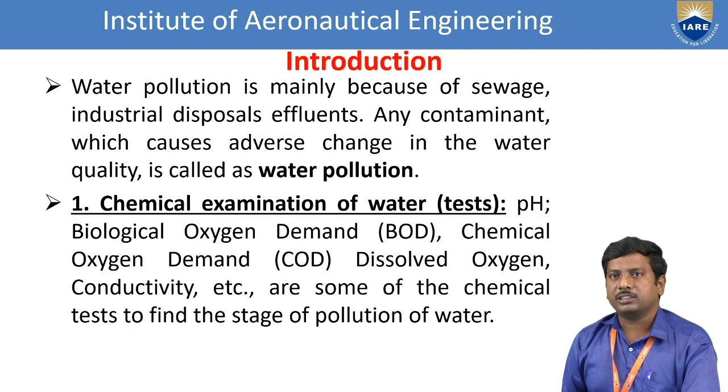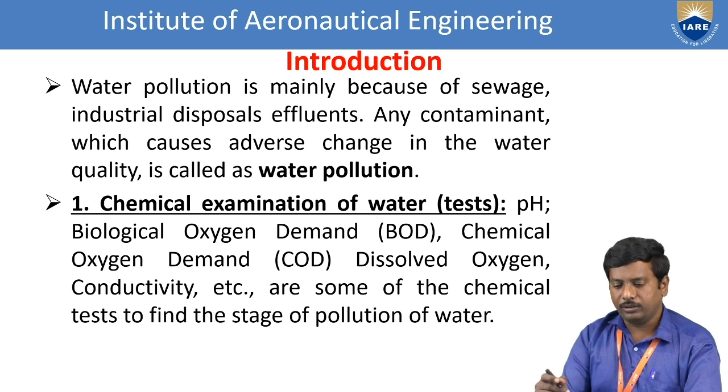So now we see the introduction to water pollution. Water pollution is mainly because of sewage and industrial disposable effluents. Any contaminant which causes an adverse change in the water quality is called water pollution. So first of all, we see the chemical examination of the water test, because the pH measurement of the water, biological oxygen demand BOD, chemical oxygen demand COD, dissolved oxygen, and conductivity are some of the chemical tests to find the stage of pollution of the water.